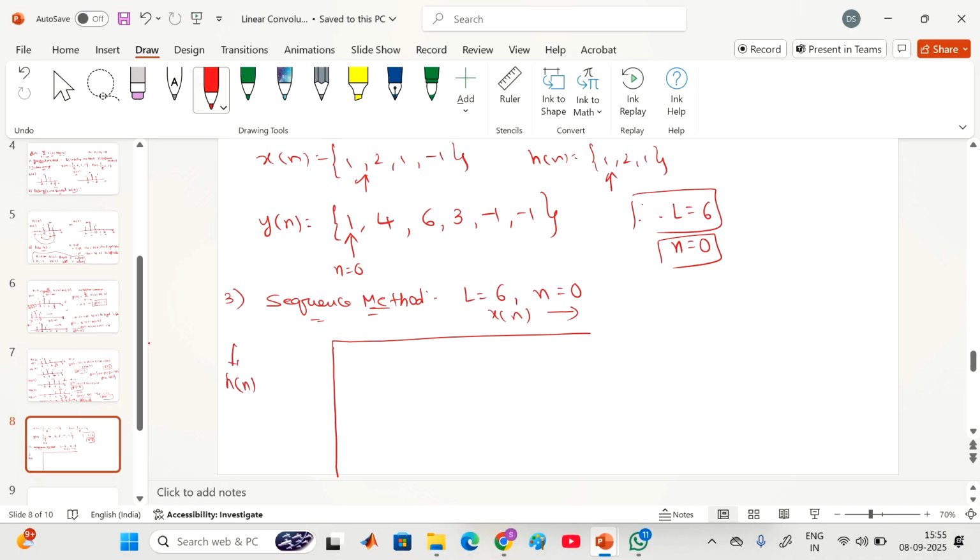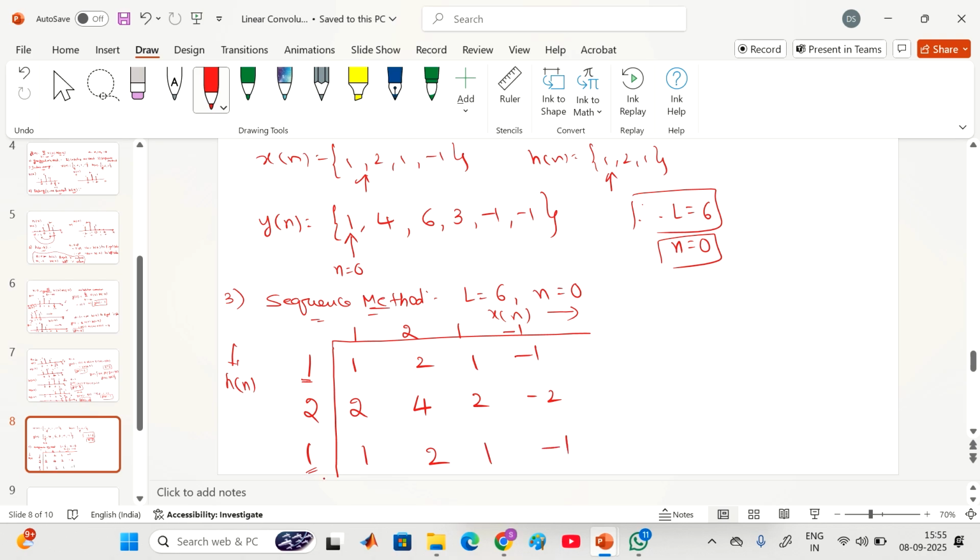So what are our x of n values? 1, 2, 1, minus 1. Then h of n values are 1, 2, 1. Now multiply each and every h of n value with each and every value of x of n. So multiply this row value of 1 with all column values. Then 1, 2, 1, minus 1. Again multiply 2 with 1, 2, 1, minus 1: 2, 4, 2, minus 2. Then again multiply this 1 with 1, 2, 1, minus 1: 1, 2, 1, minus 1.